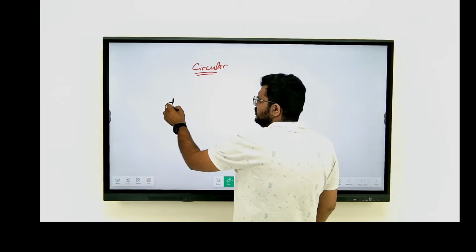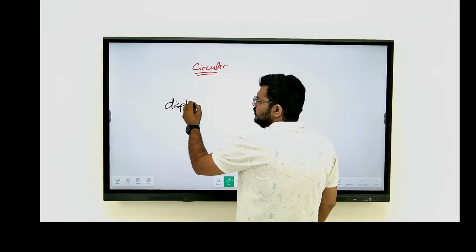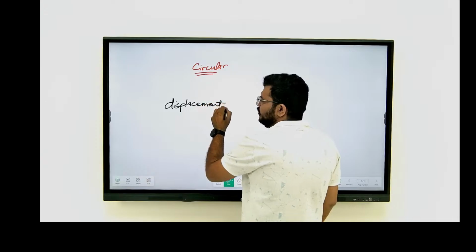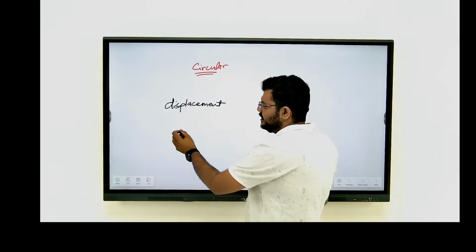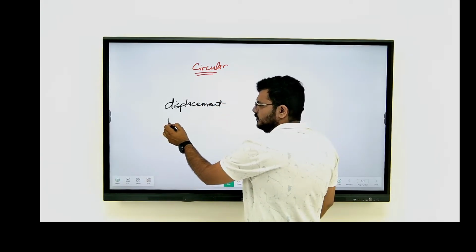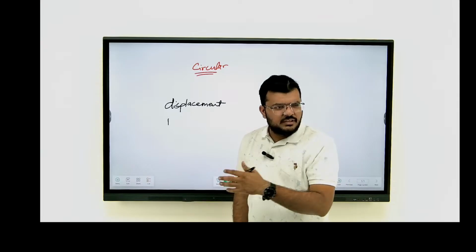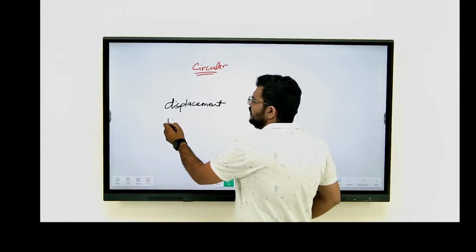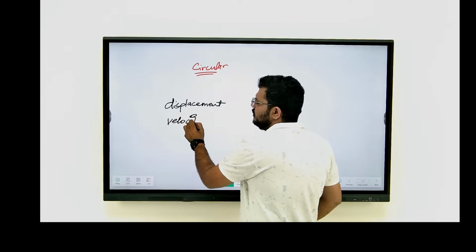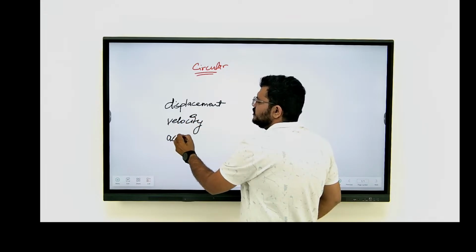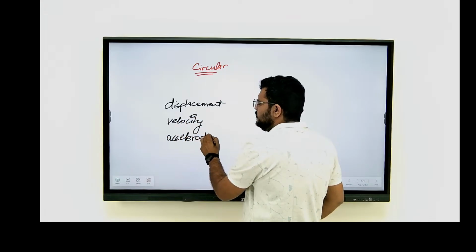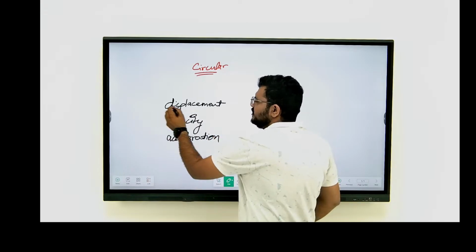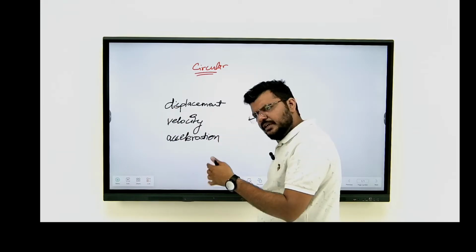The first is displacement, right? The next is distance or length, meaning the distance traveled. So I will say displacement covers that. Then we have velocity, then we have acceleration, and once we have acceleration, so that is time, right? Time period and time, right?